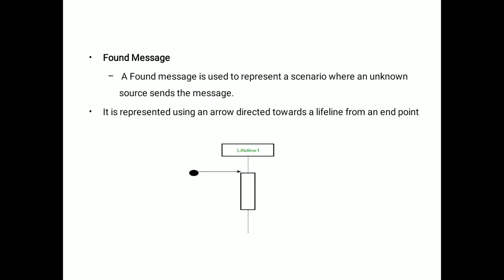Next is your found message. Now a found message is used to represent a scenario where an unknown source sent the message. It is represented using an arrow directed toward a lifeline from an end point. Generally in the system this condition does not occur, and even when you are writing answers for any question requesting to draw a sequence diagram, this kind of situation never occurs. So it is exceptional.